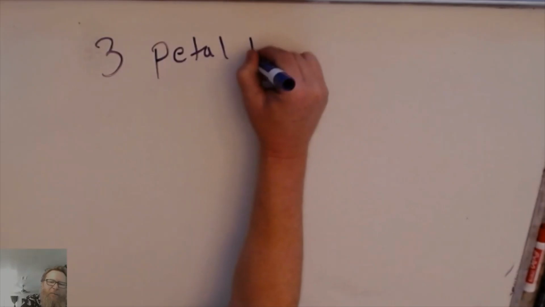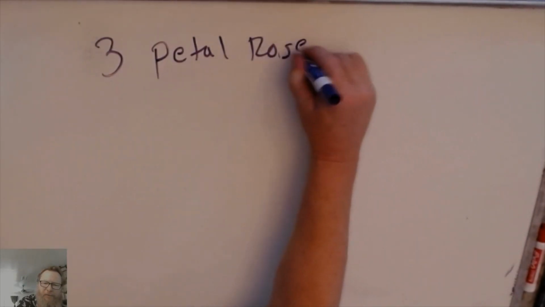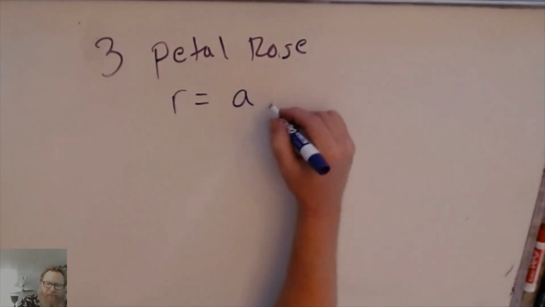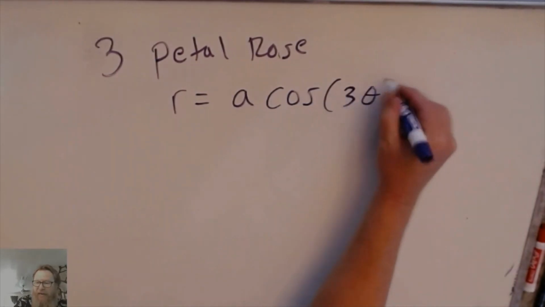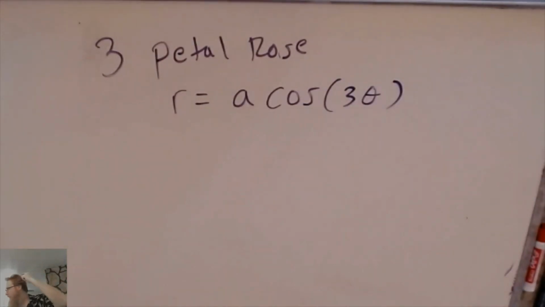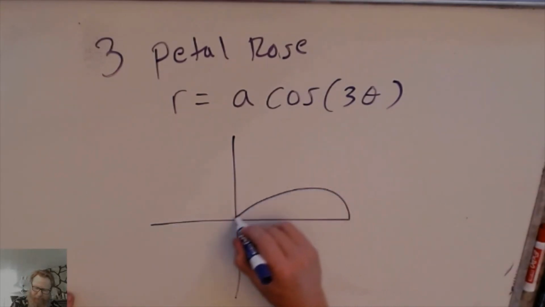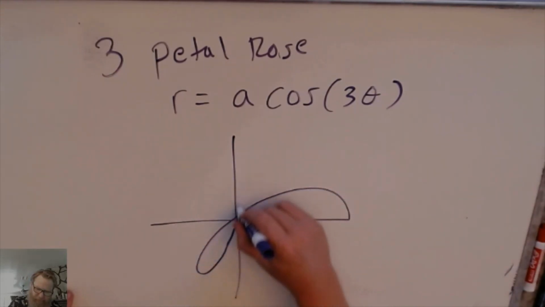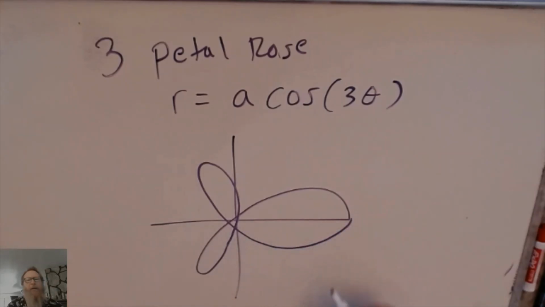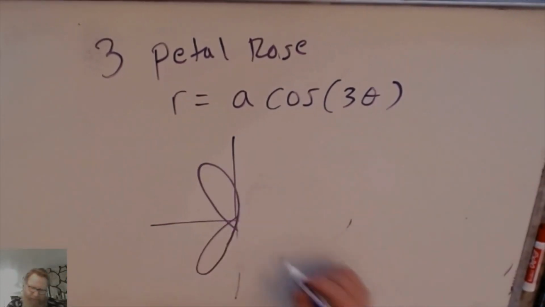A 3-petal rose has a 3 in it. Yeah, it's A cosine 3 theta. And it kind of looks like this. Although I drew that very badly.